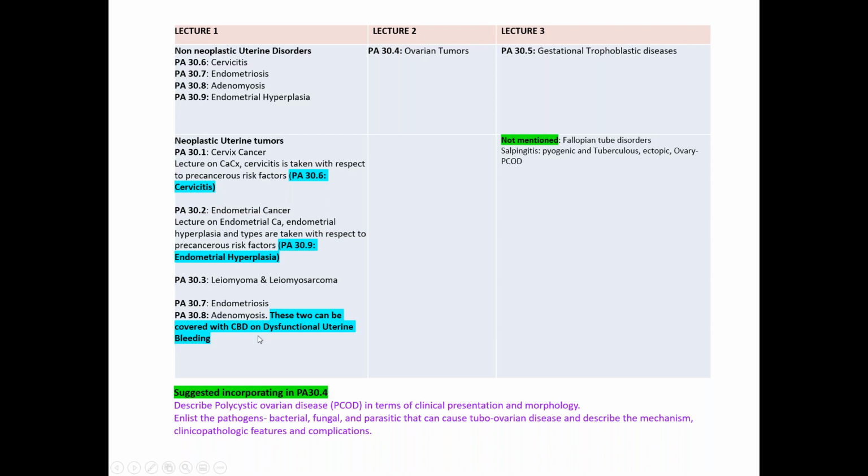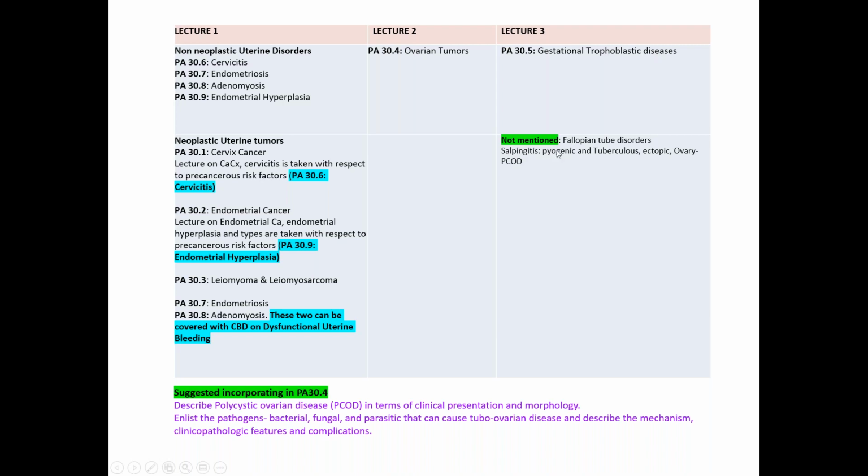Whereas adenomyosis, endometriosis could be either self-directed learning or a case-based discussion; dysfunctional uterine bleeding should cover that. Second lecture could be on ovarian tumors, and the third one on gestational trophoblastic disease. Again, I have called it disease here, although the booklet says neoplasia, gestational trophoblastic neoplasm. So that's the correction we have done.